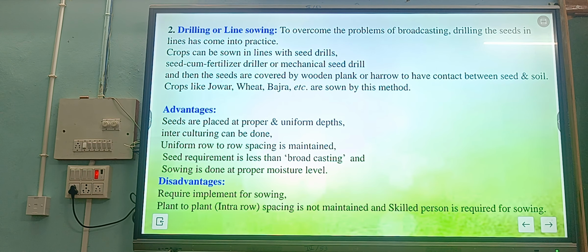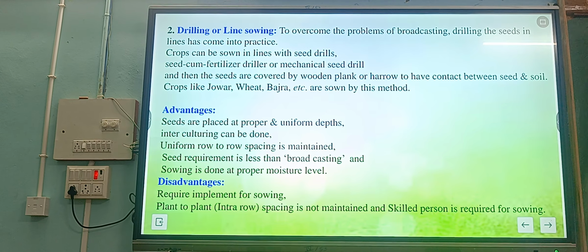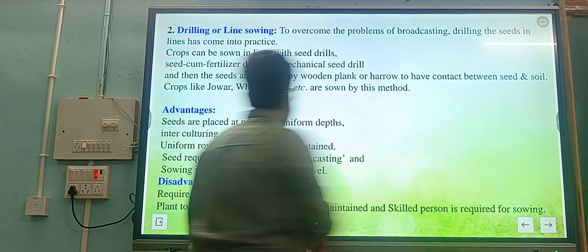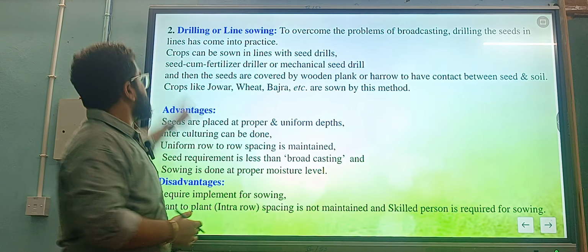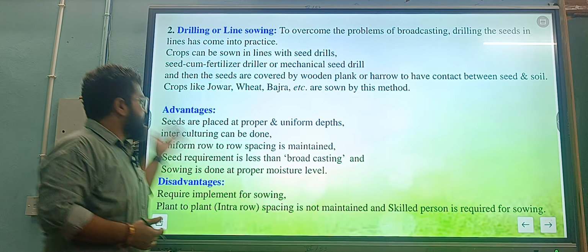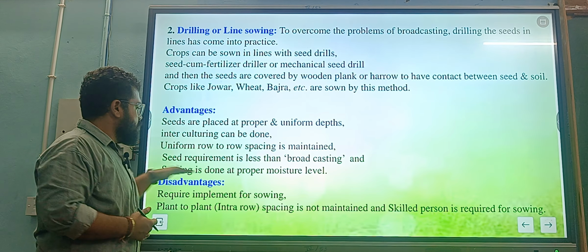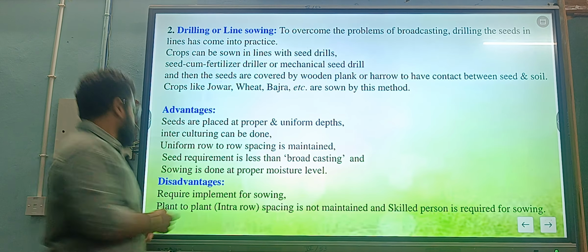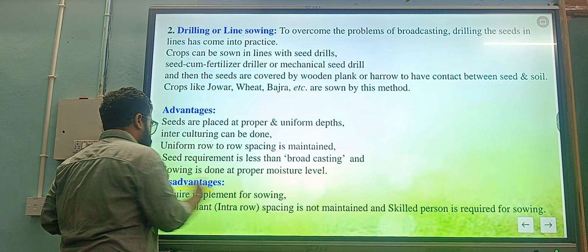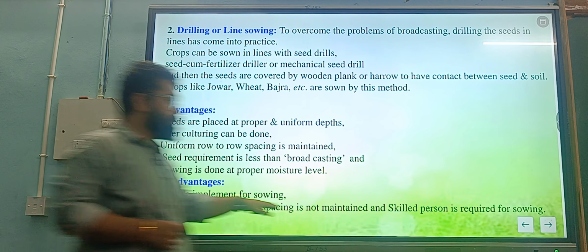Crops can be sown in lines with the seed drill, seed cum fertilizer drill or mechanical seed drills, and crops like jowar, wheat and bajra can be sown by this method. The advantages are proper and uniform depth, intercultural operation can be practiced, and sowing is done at optimum moisture level. The disadvantages are that it requires an implement for sowing and plant to plant spacing is not maintained.